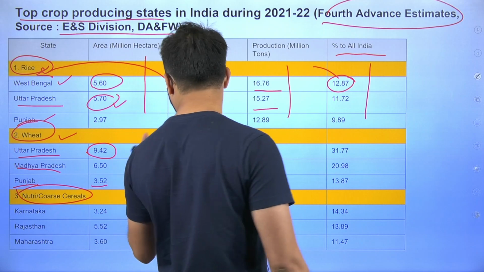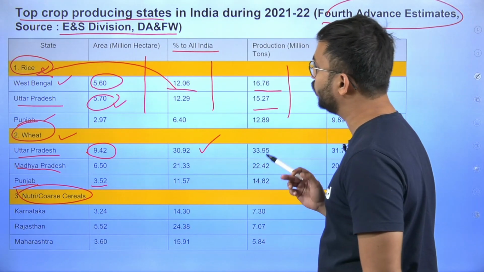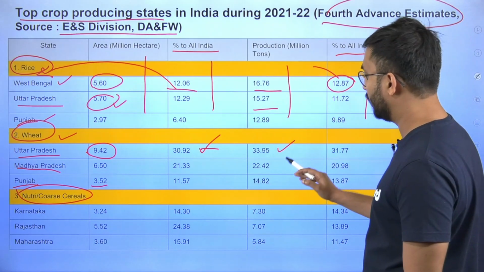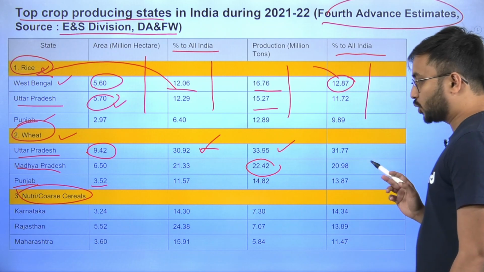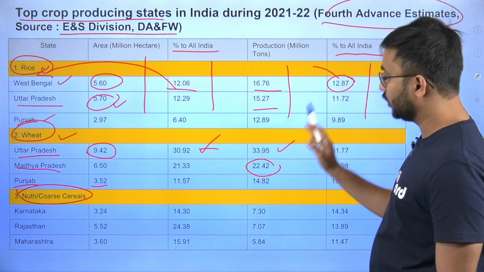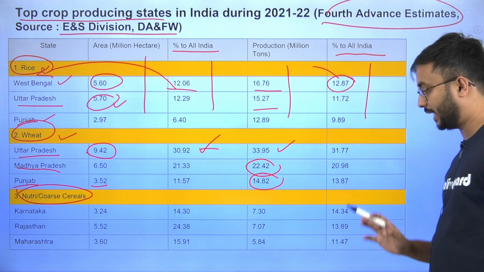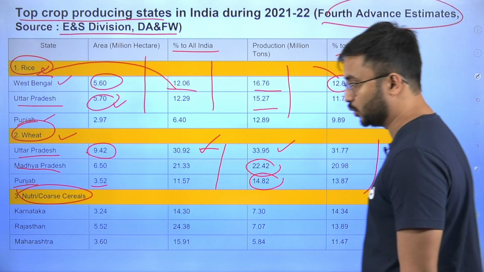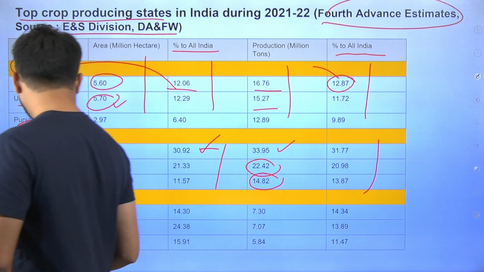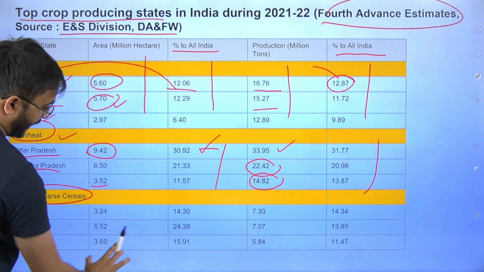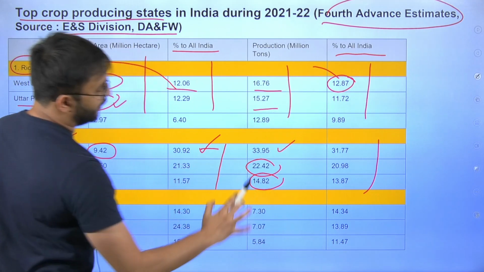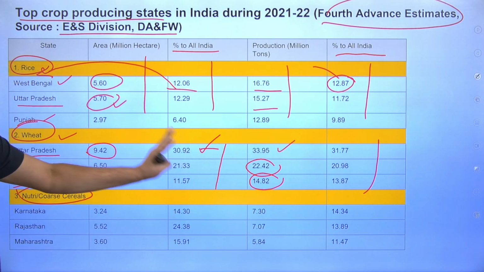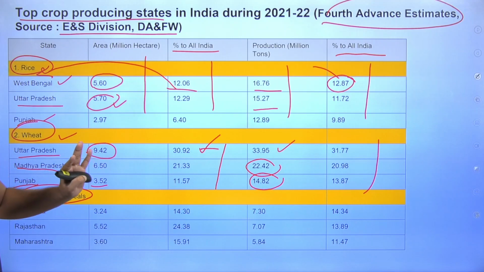But if you cumulatively look at the total production, Uttar Pradesh has 33.95 million tons of production, Madhya Pradesh has 22.42 million tons, and Punjab has 14.82 million tons of production. You can compare it with your overall percentages with the total values also. Similarly, you can see the values of area, total area under cultivation, and total production in million tons, and compare it in terms of percentage with the total values at the all India scale.